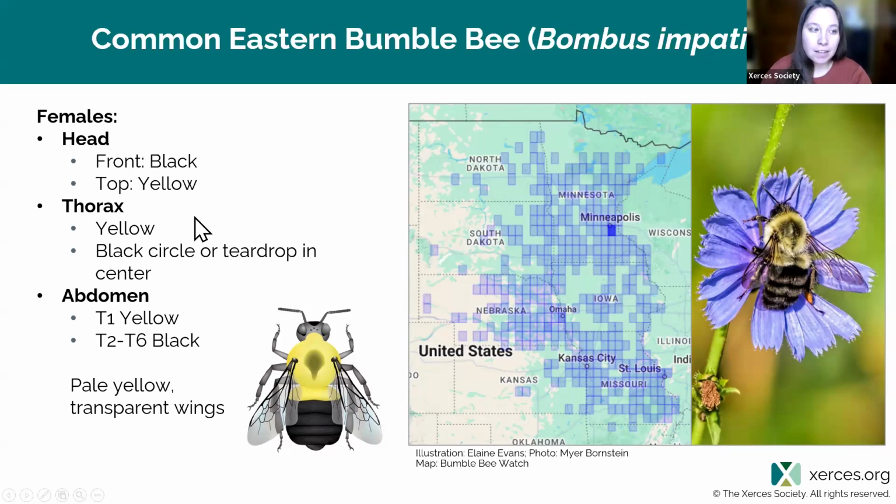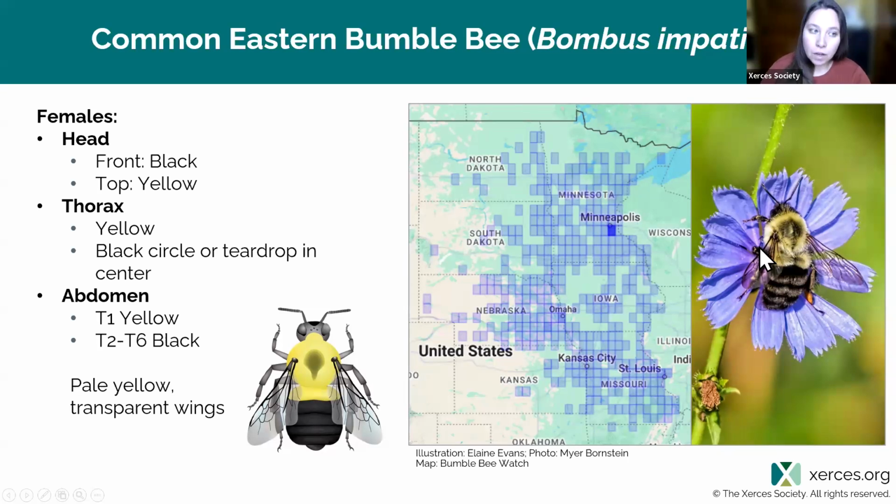The next thing I like to check is the hair color on the front of the face and the top of the head of the bee, just to make sure it's aligning with what I would expect. For female common eastern bumblebees, those hairs are black on the front of the face and then yellow on the top of the head. A couple other things to look out for with this species is the coloration.